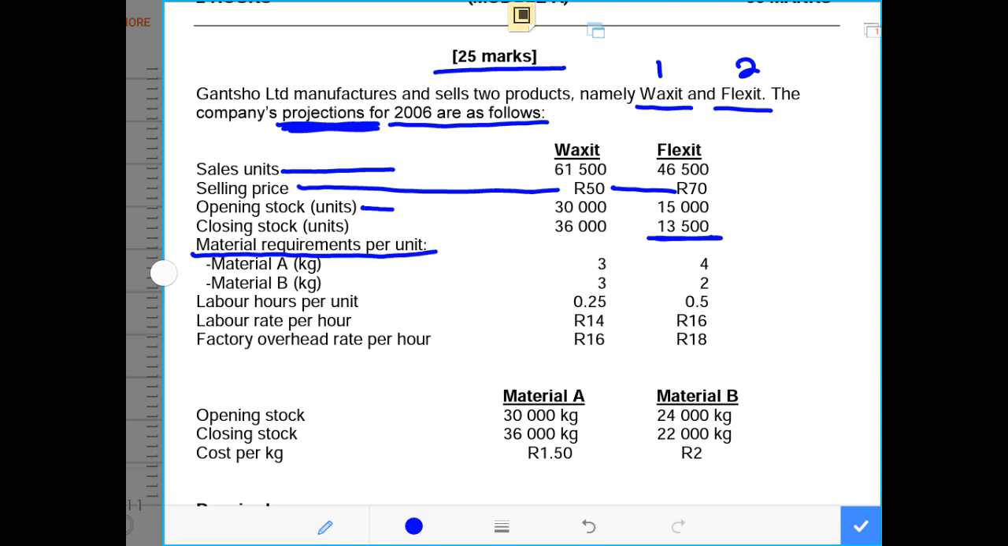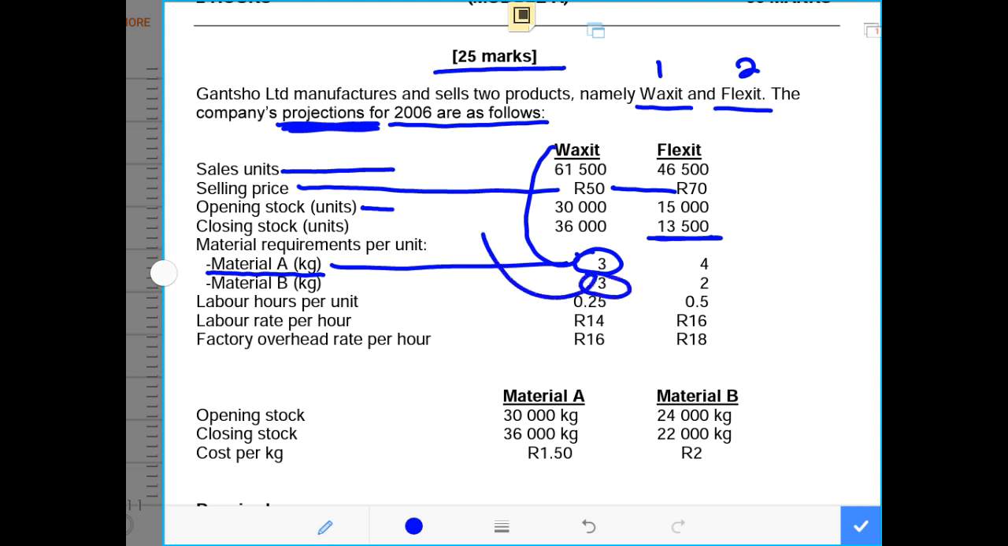That means what do we need to know per unit. They say material, which is material A and material B. That means these products need two materials, which is material A and material B. And they tell us that we need 3 kgs of material A in order to complete product Waxit, and we also need 3 kgs of material B in order to complete product Waxit.